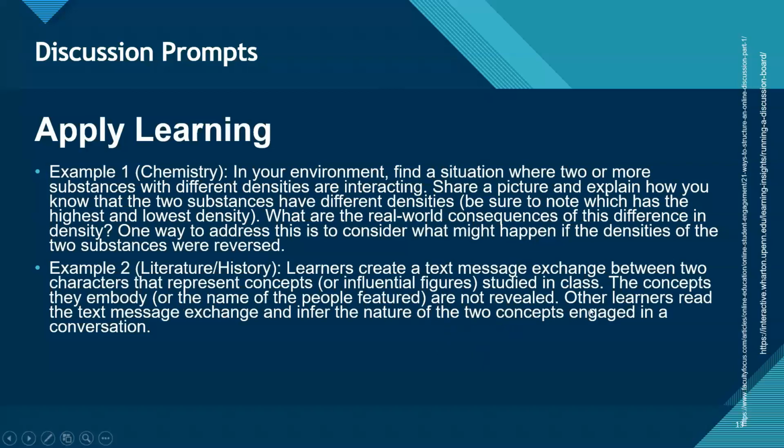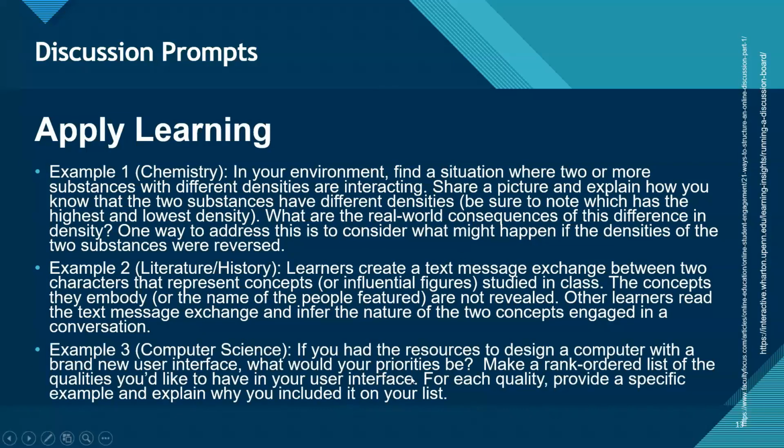This next one would be a literature or history idea, where learners create a text exchange between two characters. This probably would be done maybe halfway through the course or toward the end of the course. They have either two literature characters or maybe two historical characters having a text conversation, and the rest of the class guesses who those people are.